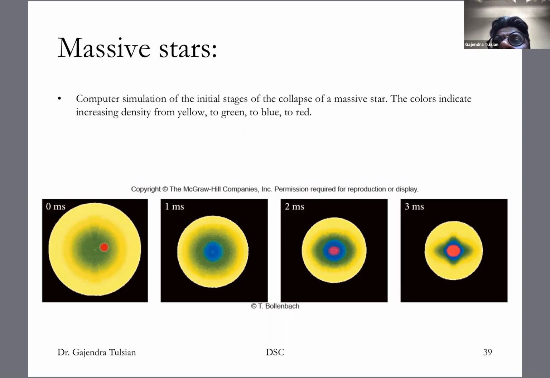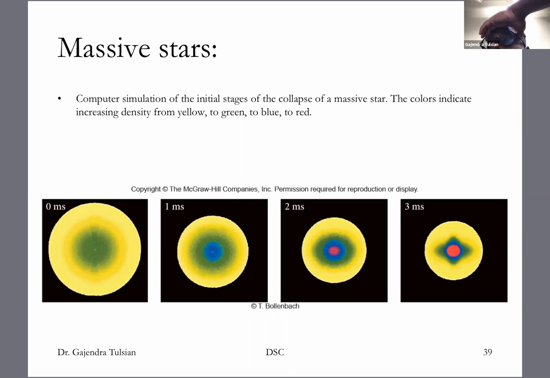So what happens once you run out of fuel and you can't fuse anymore? That's what we were saying. Most stars, when they start off, are mostly hydrogen, they fuse to helium, and then helium fuses to carbon and so on. But once you reach iron, you can't fuse anymore, you can't produce any more energy, and you can't provide the pressure to prevent this collapse.